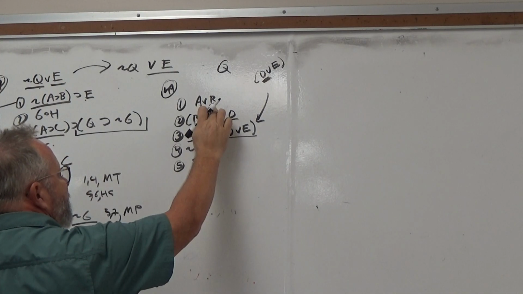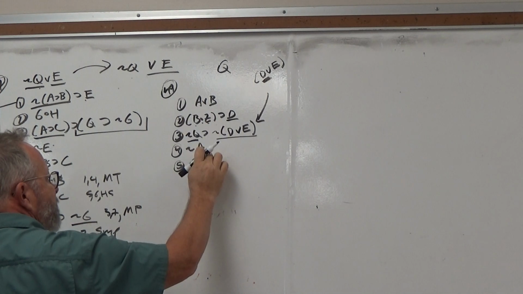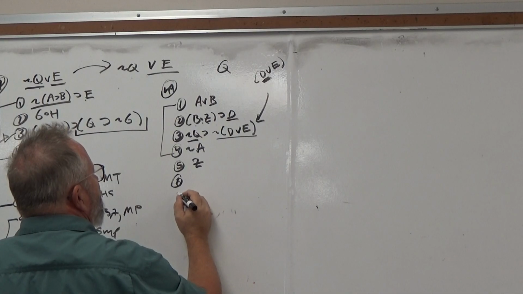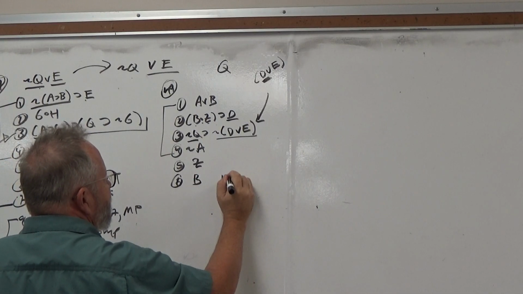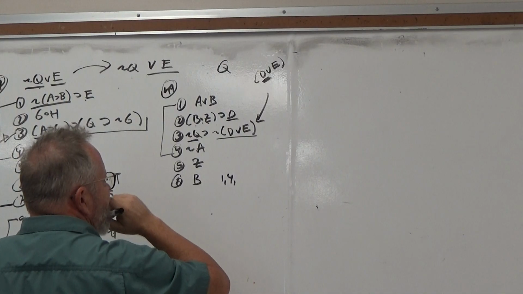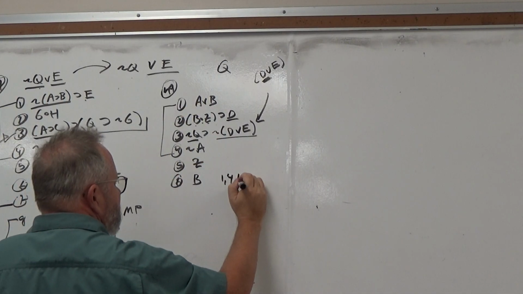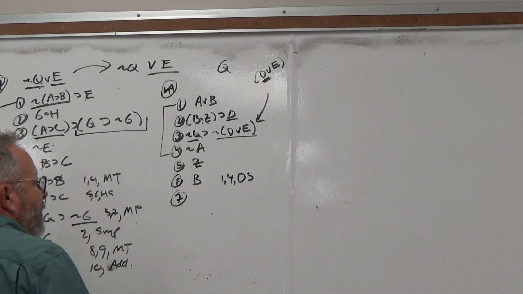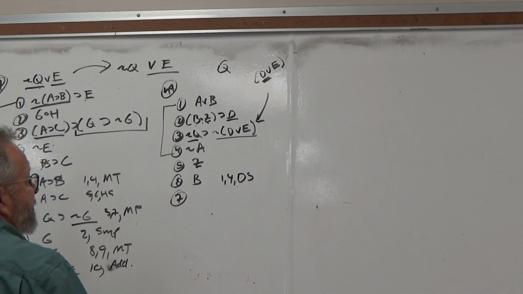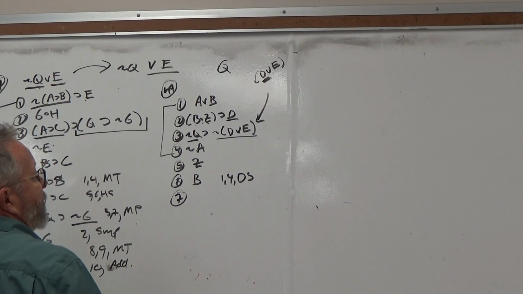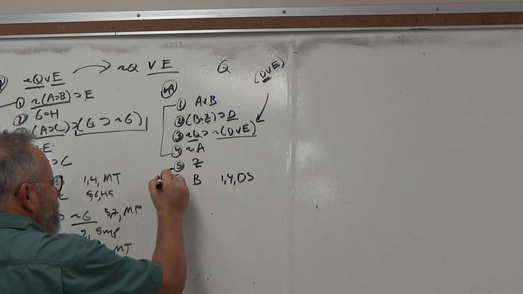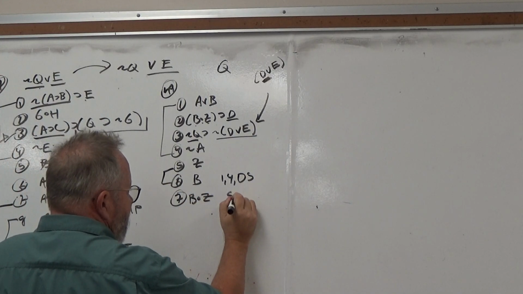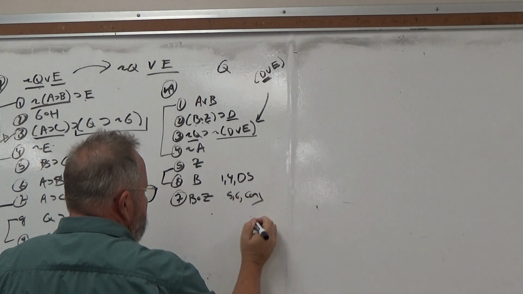Can I get a B? I can get a B from 1 if I have a not A, and I do on line 4. So that's the first step that I'll do. 1 and 4 get me B, 1, 4, and that is disjunctive syllogism. So 7, I got the B, so now I'm gonna put the B and the Z together. B and Z, 5 and 6, conjunction.